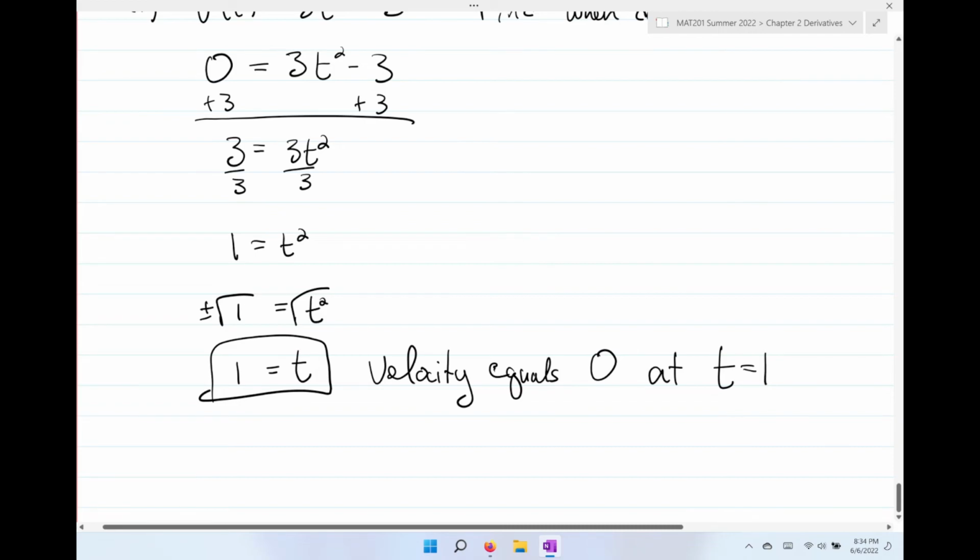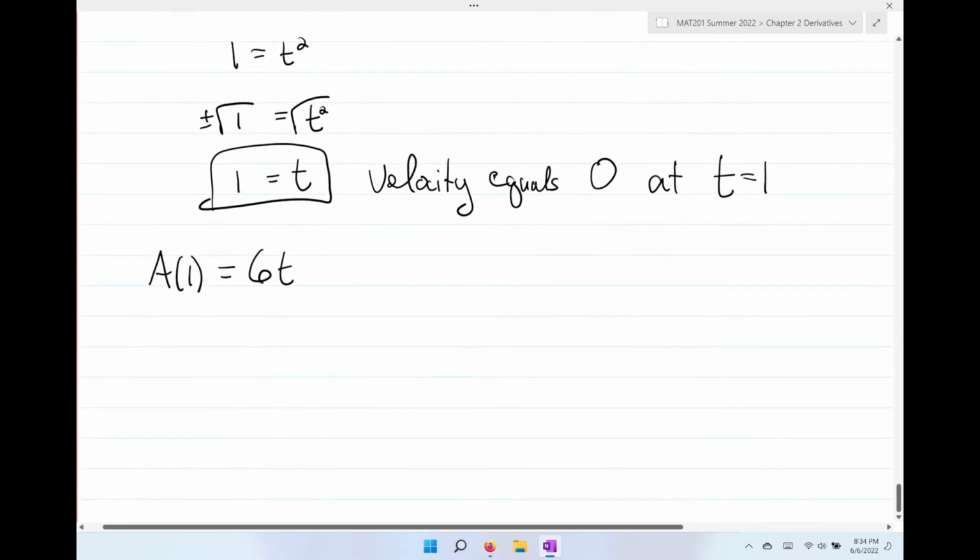So then the second part of this, well, they wanted to know what is the acceleration when the velocity is 0. So a of 1 equals 6t, which is nothing more than a of 1 equals 6 times 1. So a of 1 equals 6 meters per second squared.